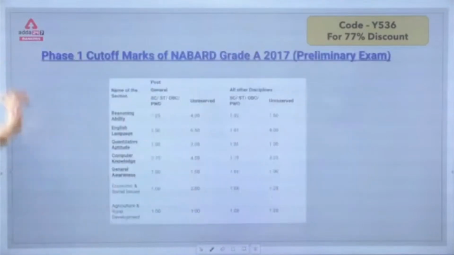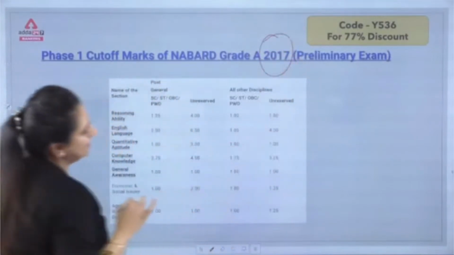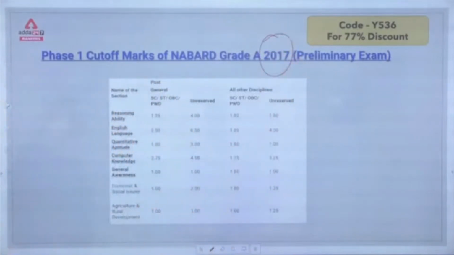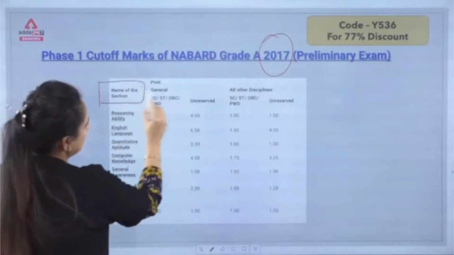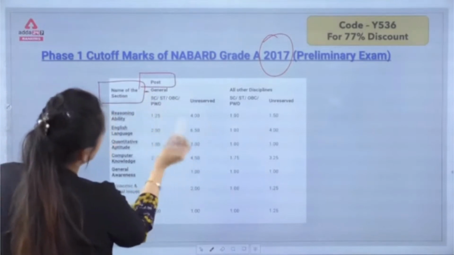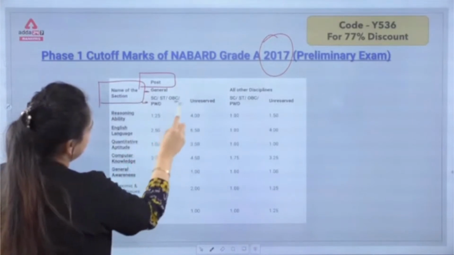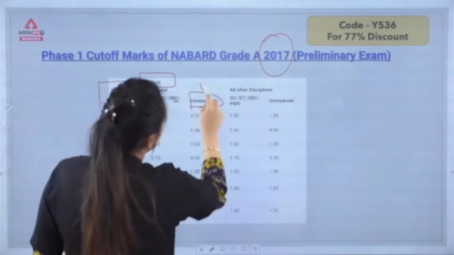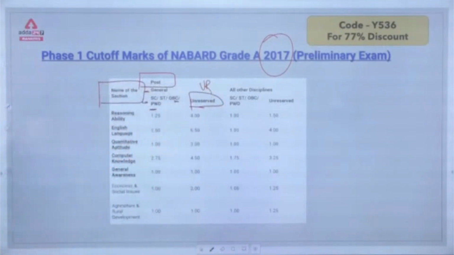All right, my dear students, moving forward to 2017, NABARD grade A 2017, the prelims examination. Herein the sections are mentioned here. The post is mentioned here, that is general, SC/ST and OBC, PWD, and this is called UR, this is unreserved. I hope this is clear to everyone.